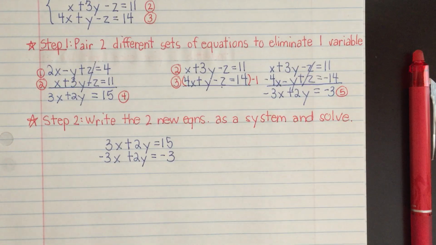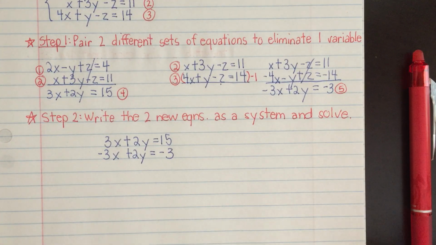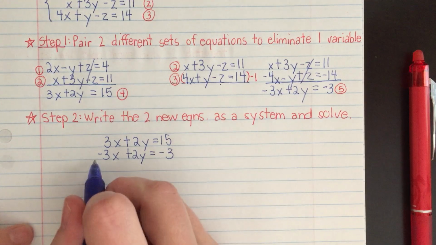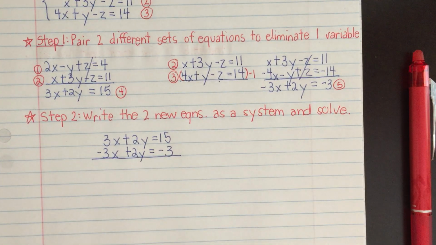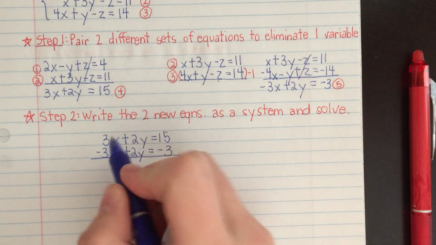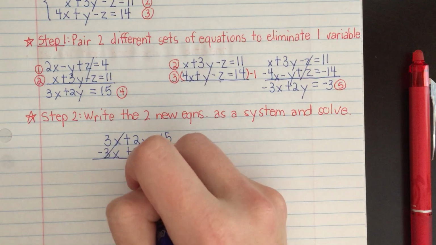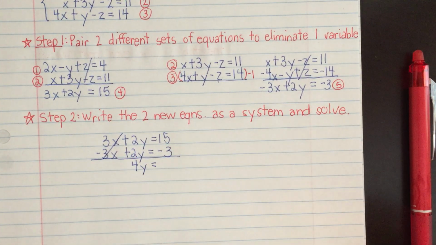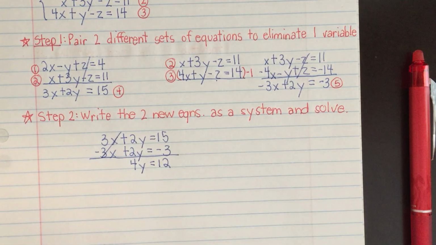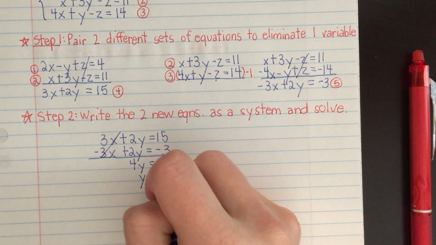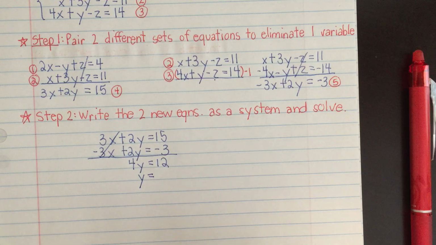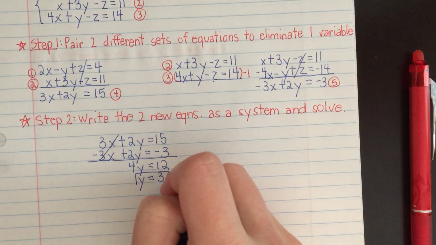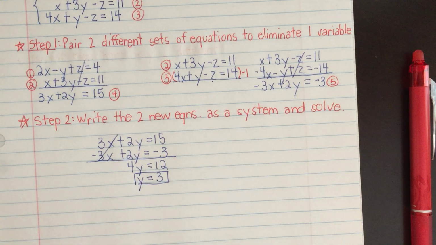We really get lucky with these two because if I use elimination and add these two equations up, 3x and -3x cancel. I get 4y equals 12. Then I can solve for y. If I divide by 4, I would get 3. So y equals 3. I've solved one of my variables, and that's very exciting.